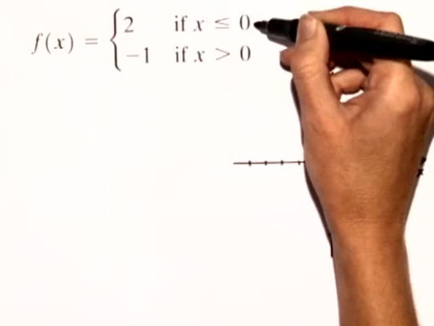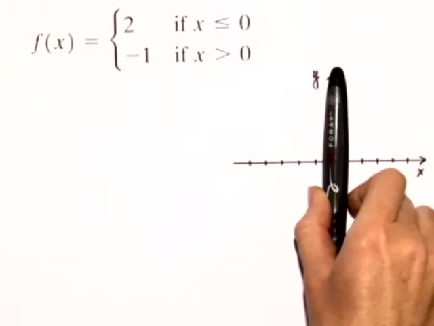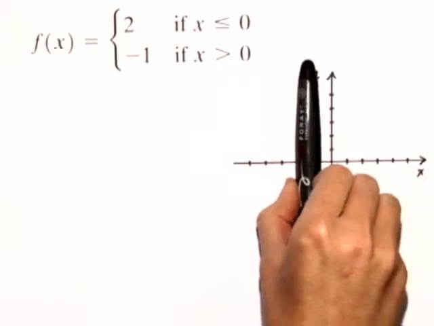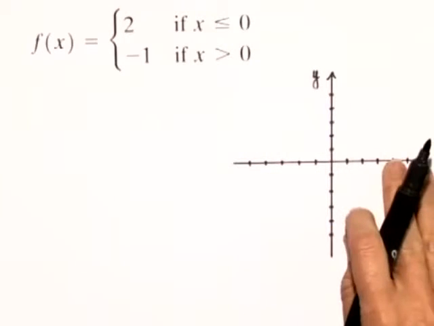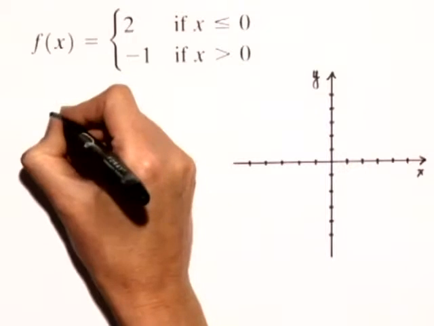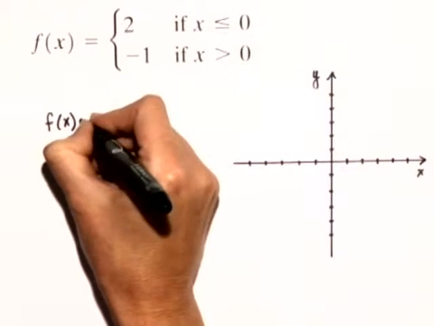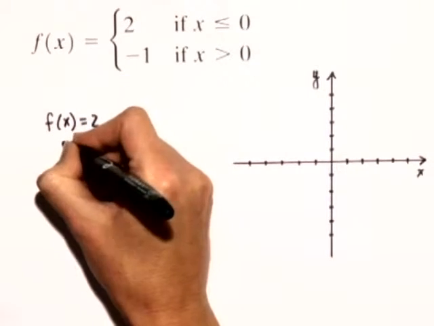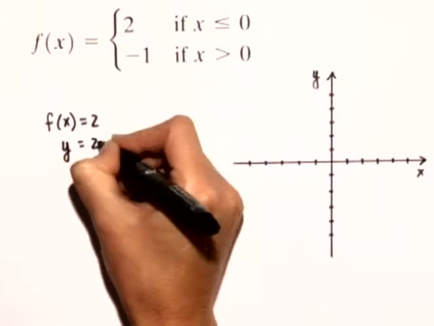So first of all, for x less than or equal to 0, I'm really looking at the y-axis and to the left of the y-axis. So let's start off and do that first. Well, we have f of x is equal to 2. That simply means y is equal to 2.